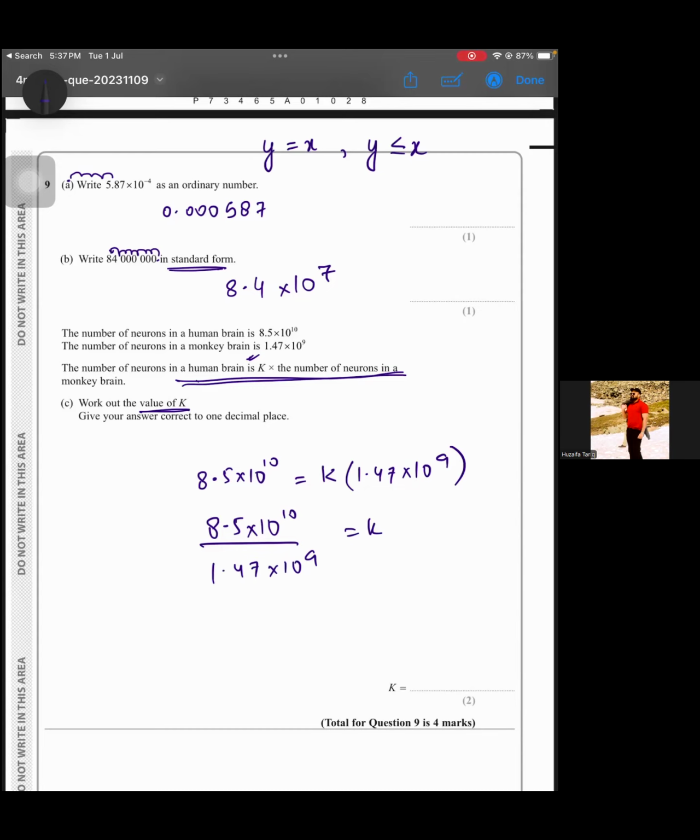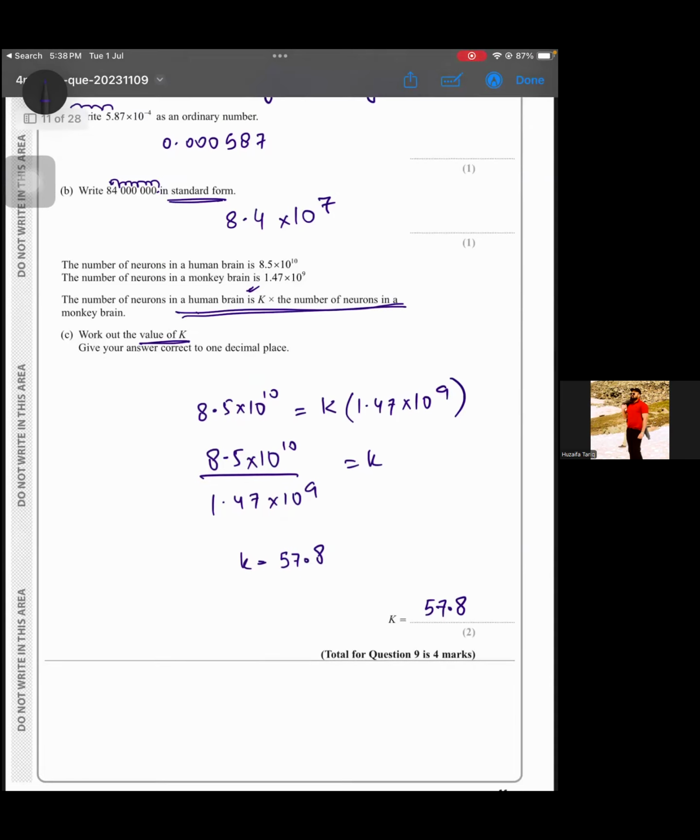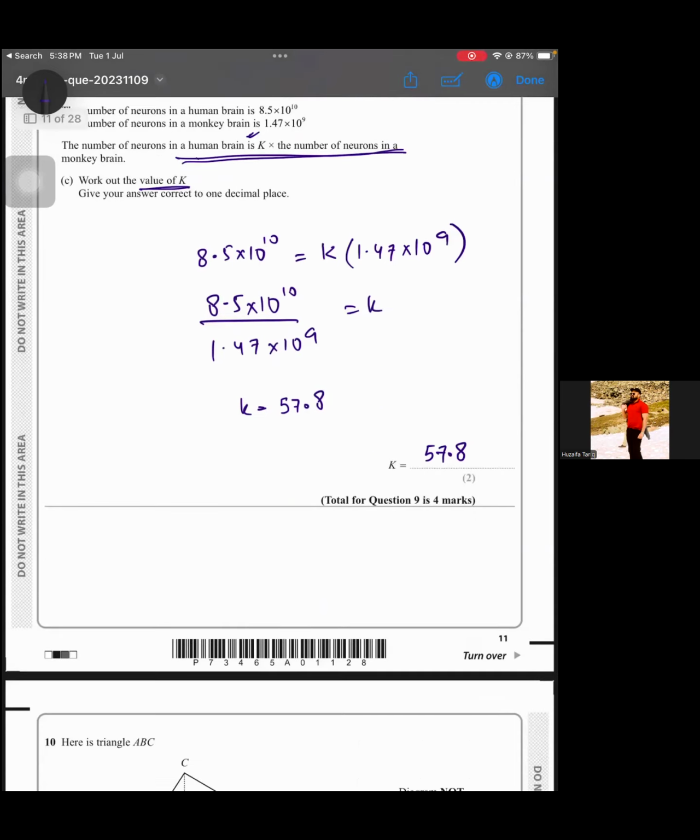The final answer for k is equal to 57.8. That's correct. So 57.8 is your final answer. And if they ask you in the same question to write down your answer in standard form, it will be 5.78 into 10 raised to the power 1. If they have asked you about writing the answer in significant figures, in the standard form, sorry. Now we have question number 10.